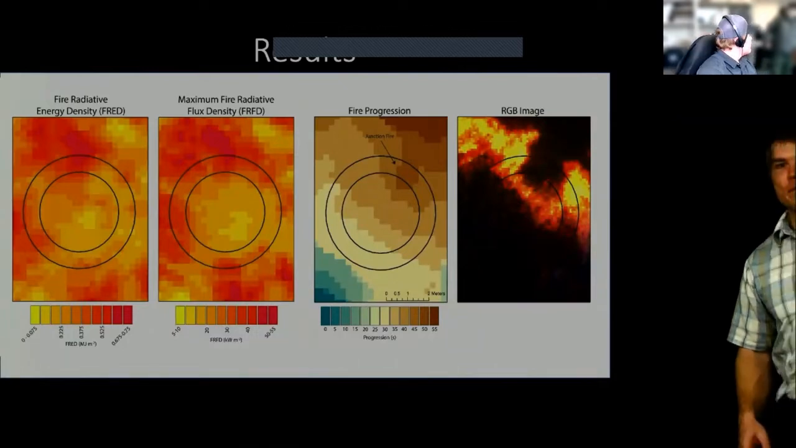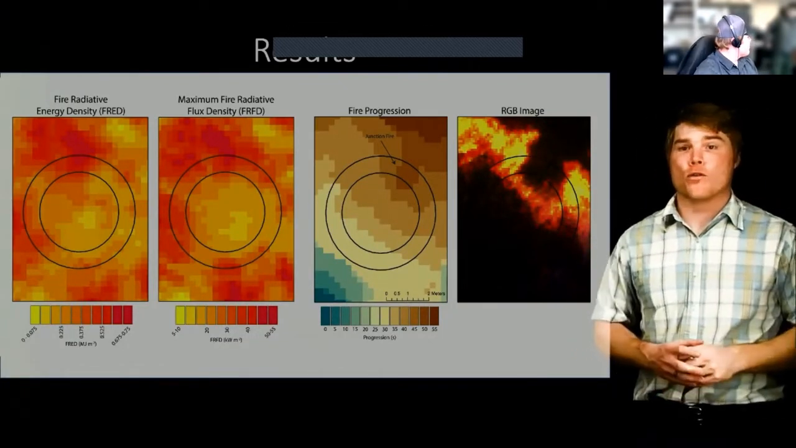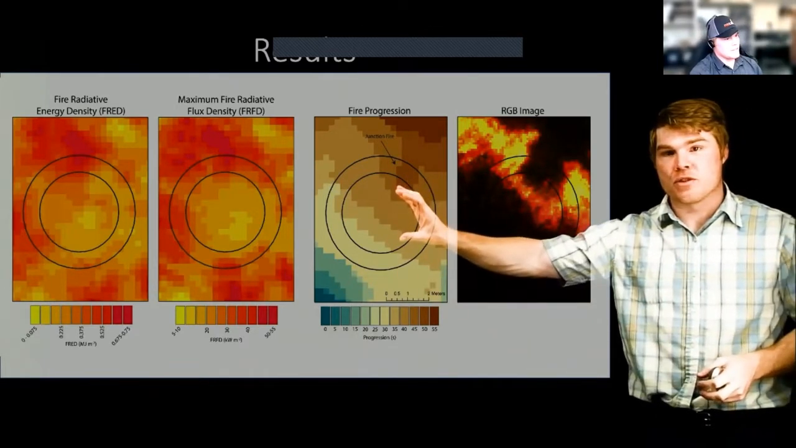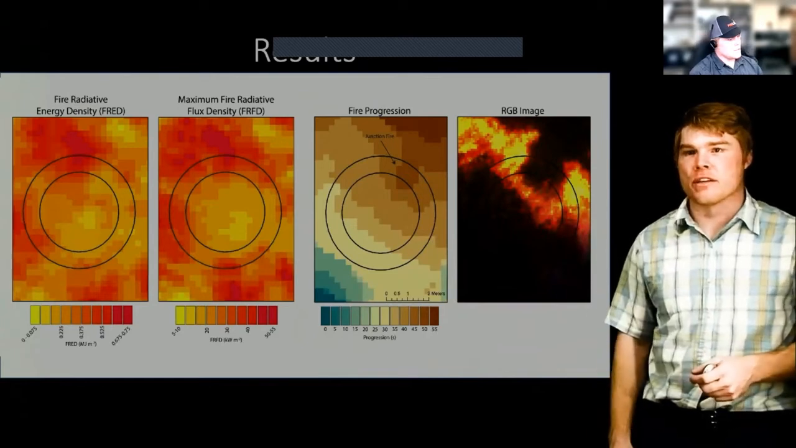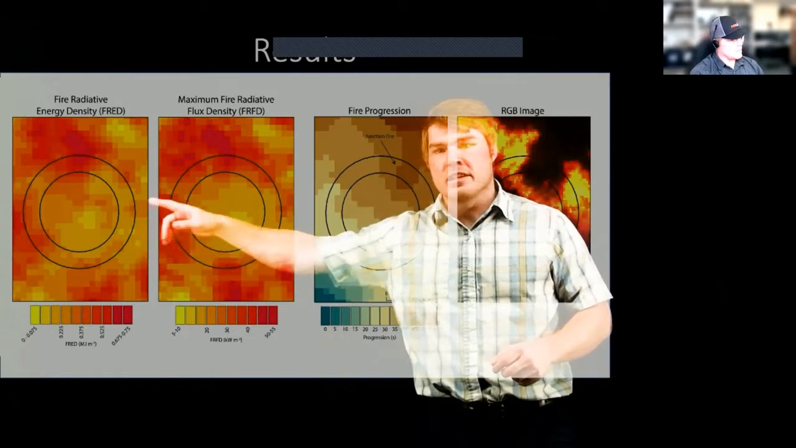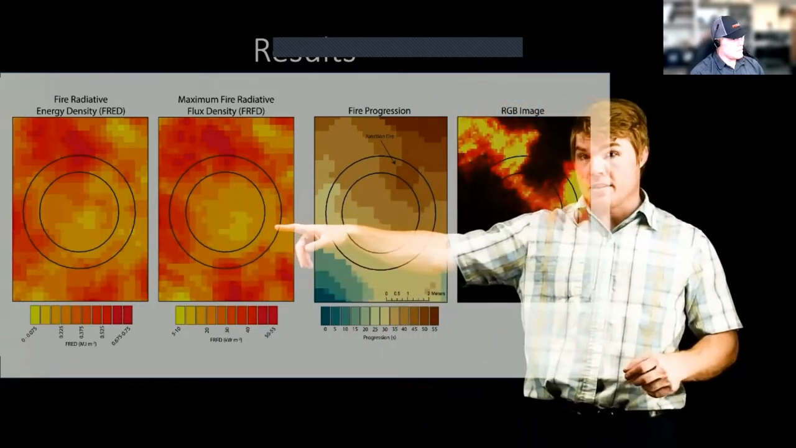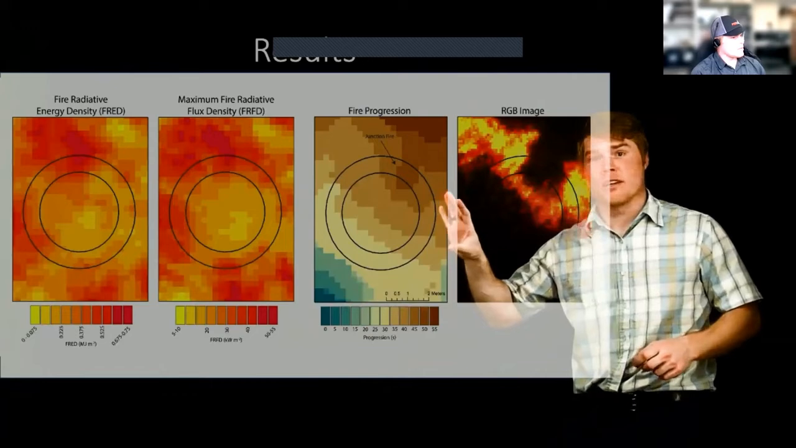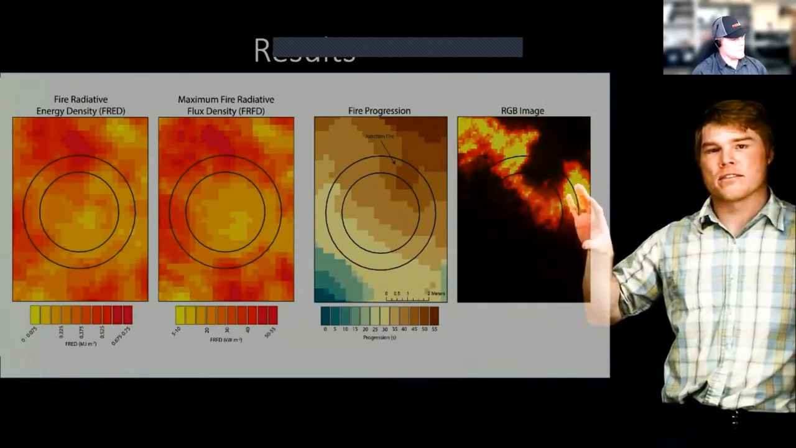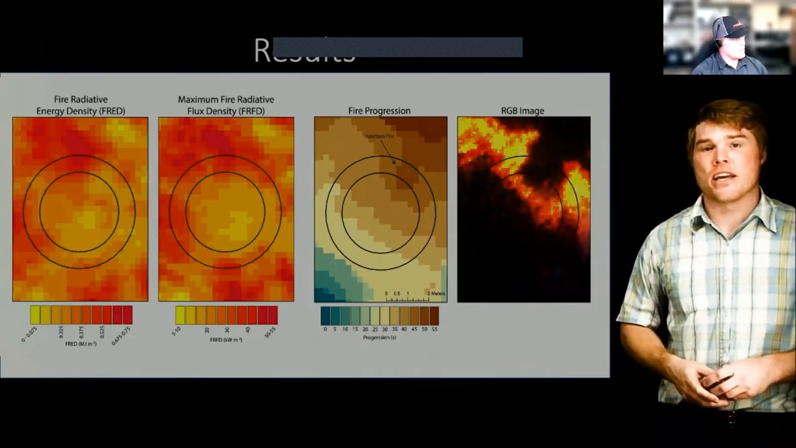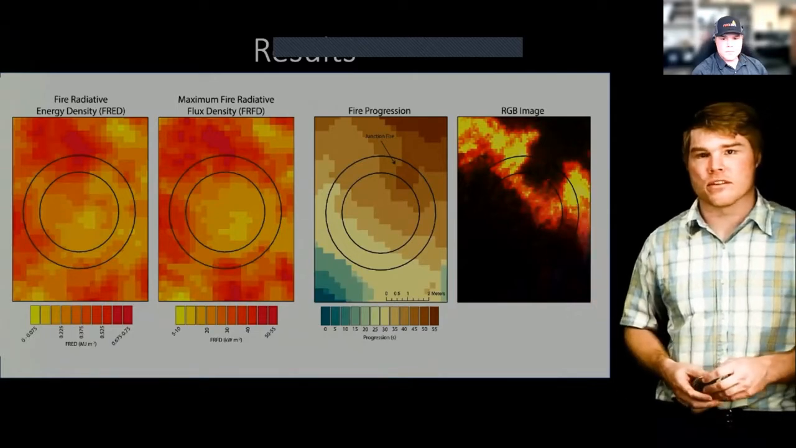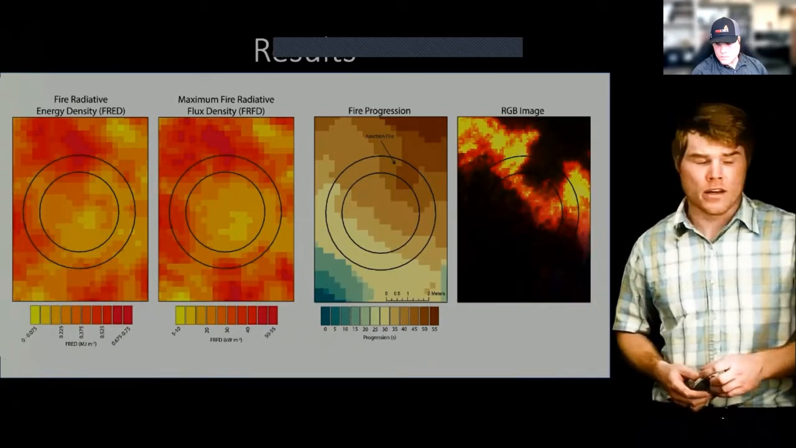So some actual results from that 2020 burn. So we get 35 plots of the treated area and then the control around it. We're quantifying things like fire radiative energy density, which is an integration of fire radiative flux density, and then also looking at things like fire progression. We also have a MicaSense radiometric RGB camera on our drones, so we can just look at some RGB images of what the flames were looking like.